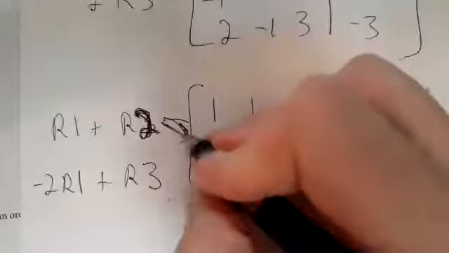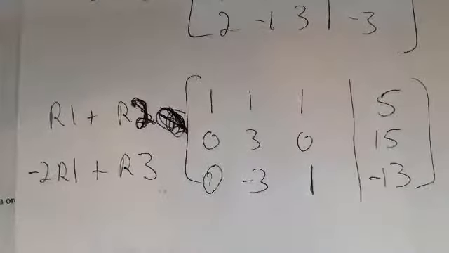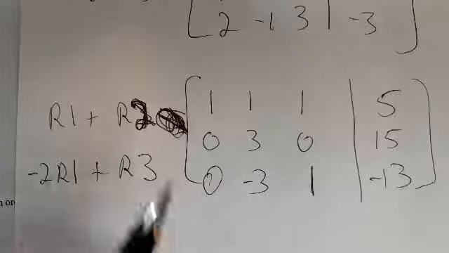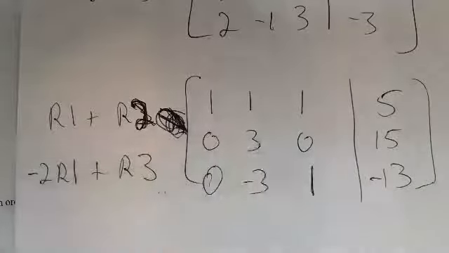That's a horribly drawn arrow there. Scribble scrabble. Okay. Now what does this look like? I got my 1. I got my zeros below it. The next thing, I'm going diagonally. I want to get my 1 here.